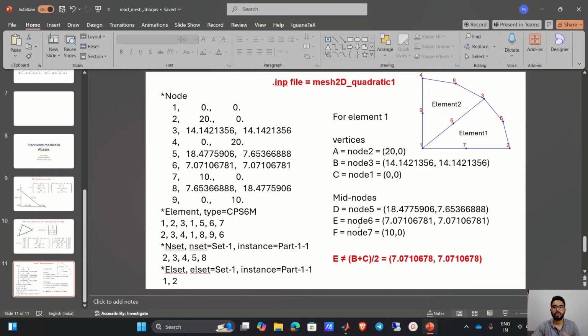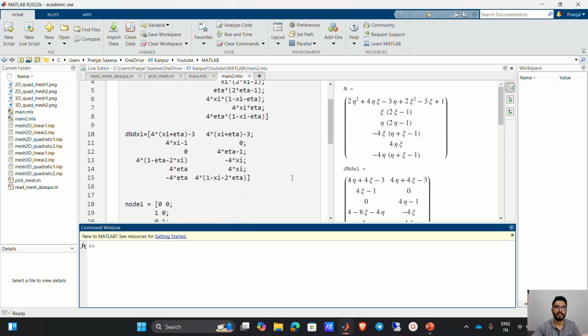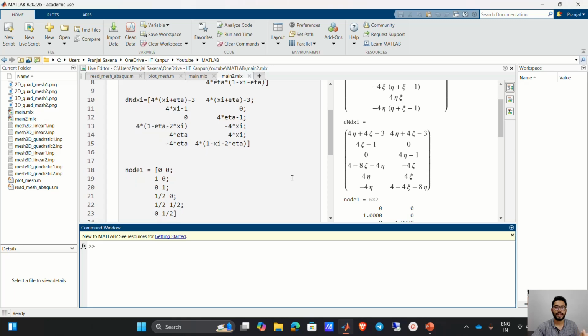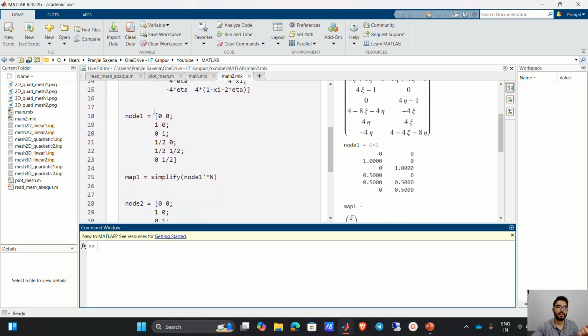Let me just quickly go to a MATLAB program that I have written. So this is the MATLAB program. Here I have just written the shape functions and the derivatives. There was no need of derivative though. Then I have created nodes. For the node 1, I am having a 6-noded triangle having the same coordinates as the master triangle. So the mapping reduces to x equals xi and y equals eta.